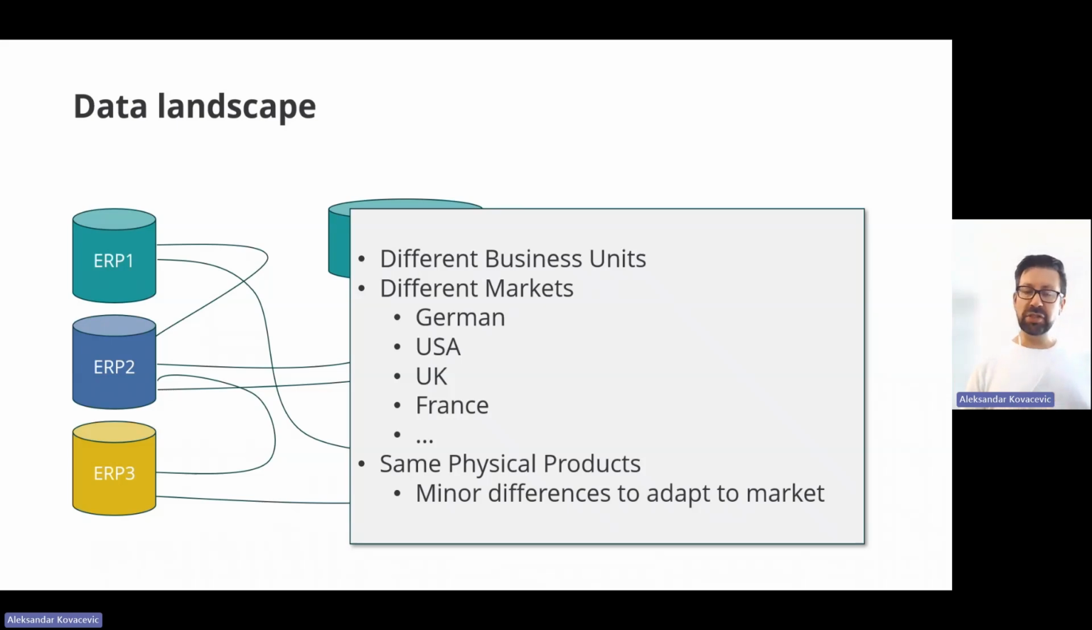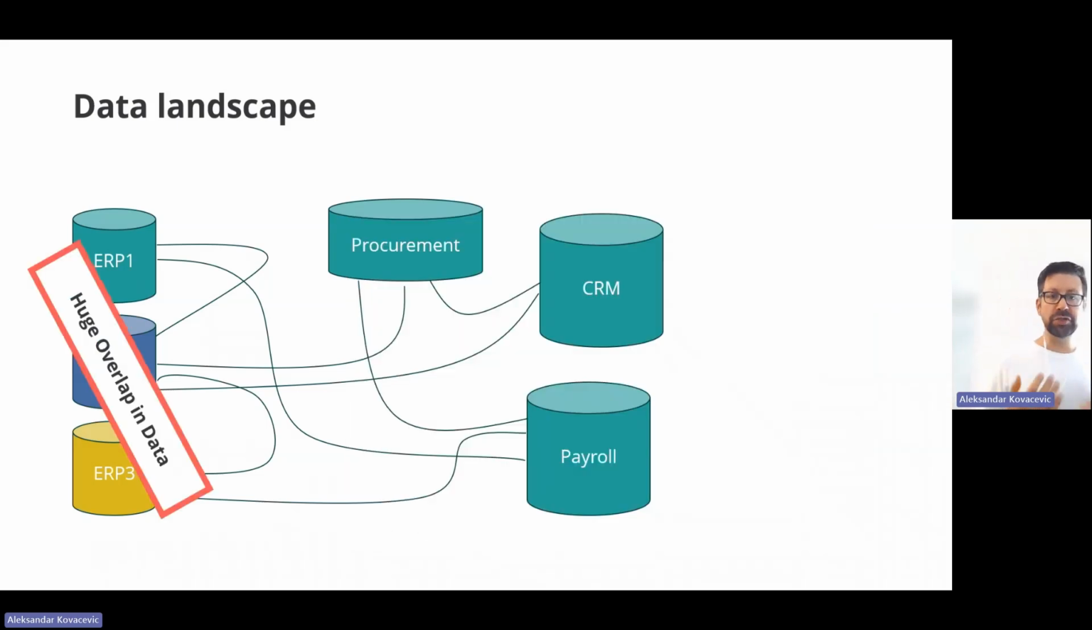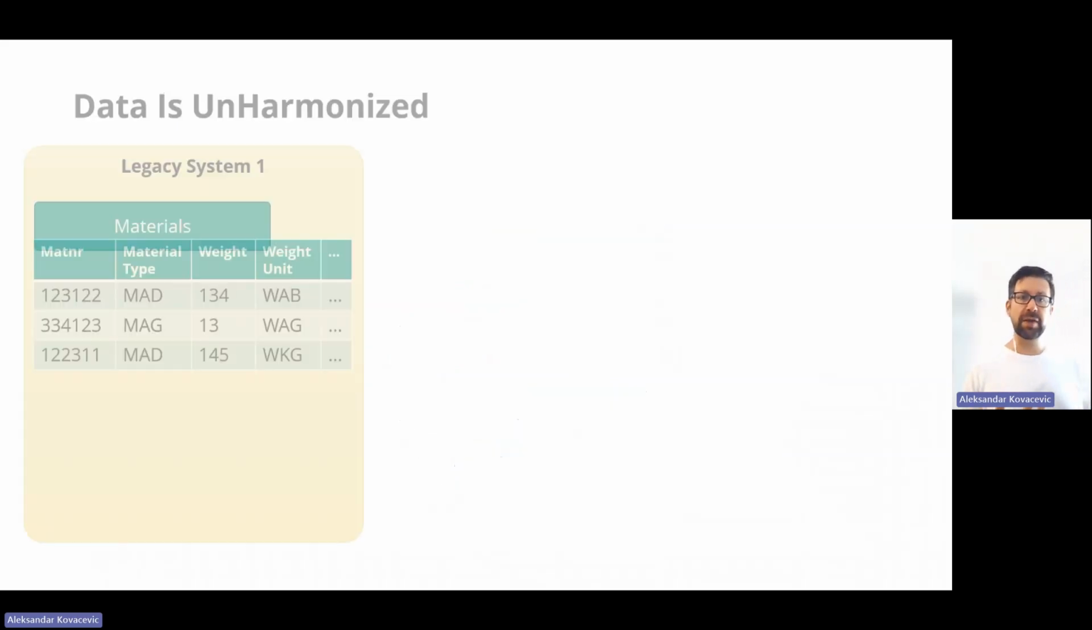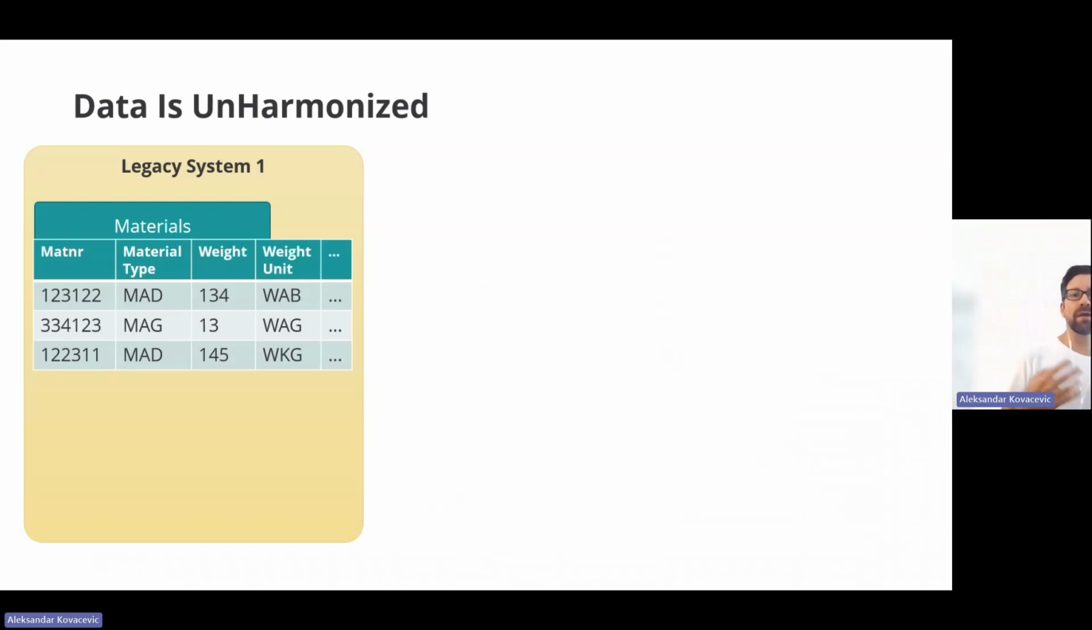There are just very minor differences, which are specific to the market. Like, I don't know, the labels of the product might be written in German for one and in English for the US market, and so on. But the majority of it is actually an overlap. However, even this overlapping information about products is a challenge in itself, because people in each one of these departments have described the physical product differently. And this is what we call unharmonized data.